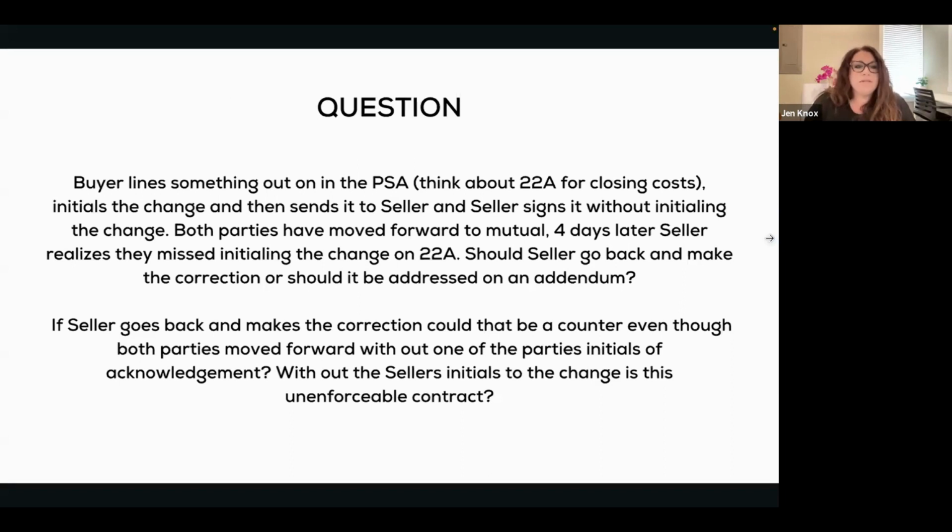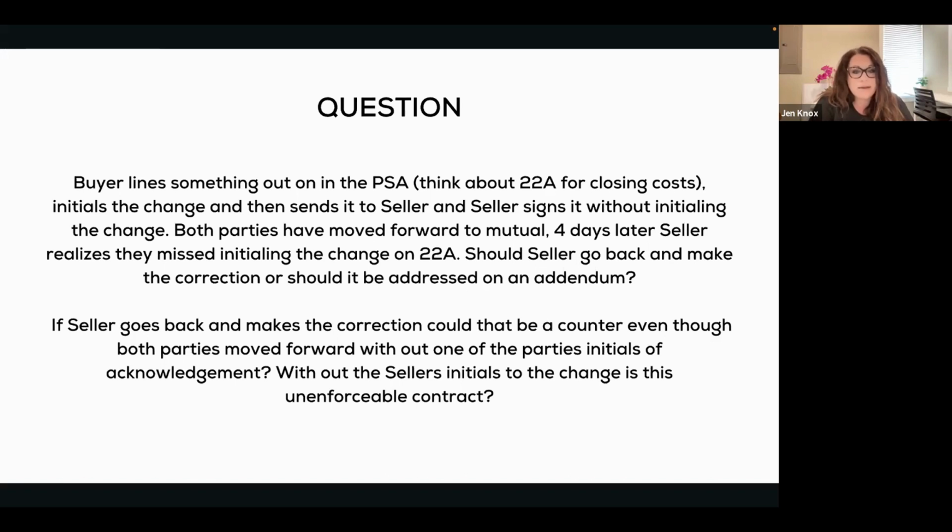Here is a question to think about. The buyer lines something out on the purchase and sale. So think about maybe a 22A, page 2 with the closing costs for this example, and initials the change and then sends it to the seller. And the seller signs it without initialing the change. Okay, so the seller received it with the buyer's change, the buyer's initials, but did not initial it back. Both parties have moved forward to mutual acceptance. And 4 days later, the seller realizes they missed the initials on 22A.